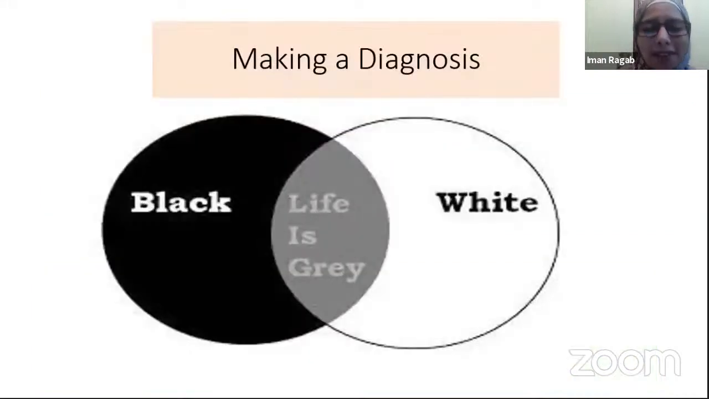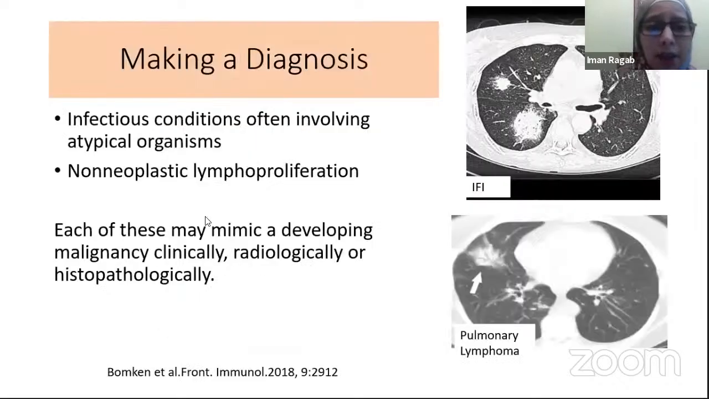The most important step and the most difficult step is making a diagnosis, because there is nothing black and white. Usually it's gray. Why is it gray? Because those patients are liable to infectious conditions with atypical organisms. If you look at the right upper corner, this patient has invasive fungal infection. In the right lower corner, this patient has pulmonary lymphoma with immunodeficiency. So they may be radiologically and sometimes even histopathologically very close to each other.